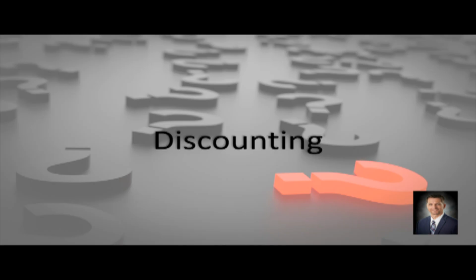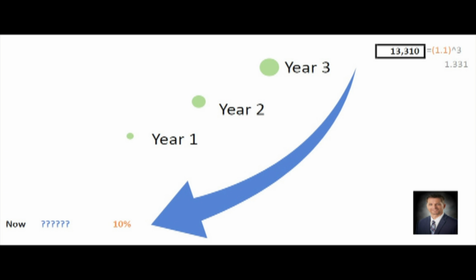Discounting, however, seems to leave people with a lot of question marks. Discounting is simply the exact polar opposite. It's the inverse. We're going to start out by using the numbers from the previous slide, but if we know that in 3 years we're going to have $13,310, and we're going to assume an interest rate of 10%, how much is that today? Well, we're using numbers from the previous slide, so obviously that's going to be $10,000.